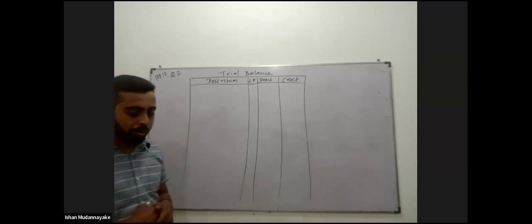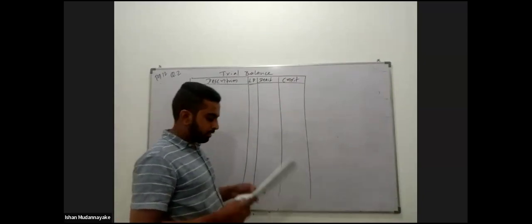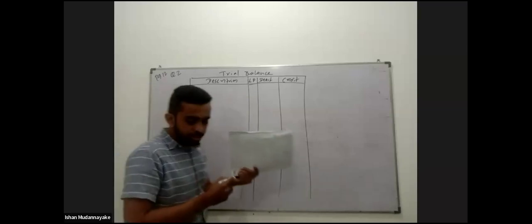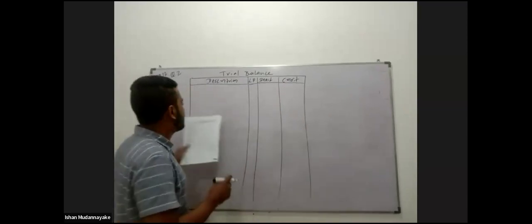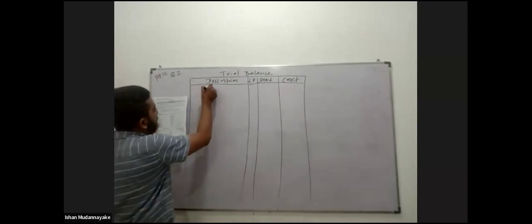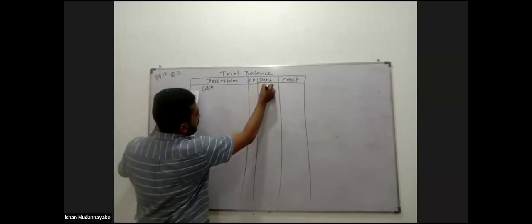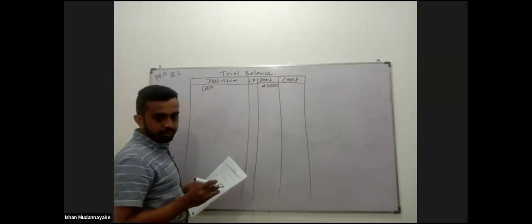Right. How will we start? We'll start with the cash balance. Cash is an asset on the debit side, 45,000.